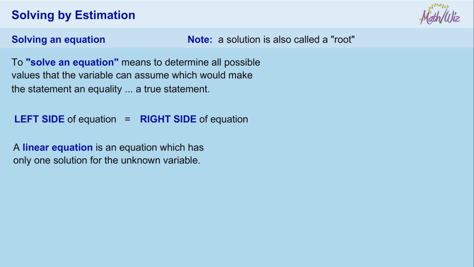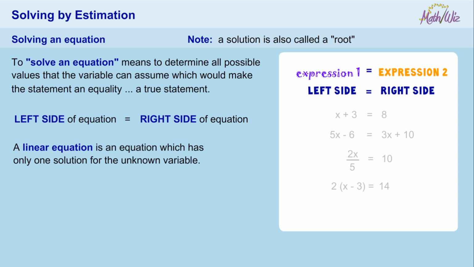A linear equation is an equation which has only one solution for the unknown variable. The four examples to the right are all linear equations. The first one has a solution of x equals 5, the second one x equals 8, the third one x equals 25, and the fourth one x equals 10. Each solution is the only one that will work in its equation to make the left side equal the right side. So, for example, in the first equation, x plus 3 equals 8, if we substituted x with 5, the left side would work out to be 8, which would be the same as the right side.